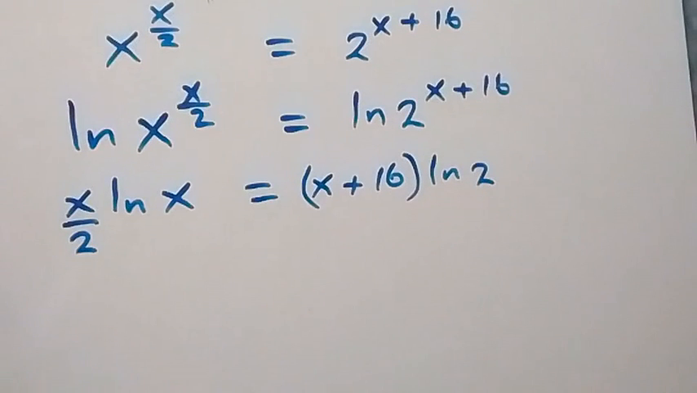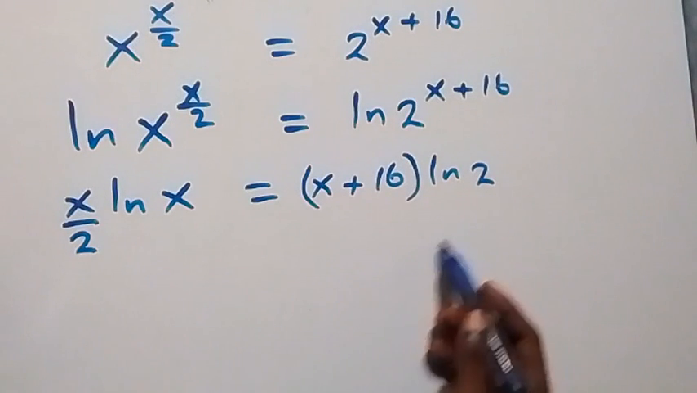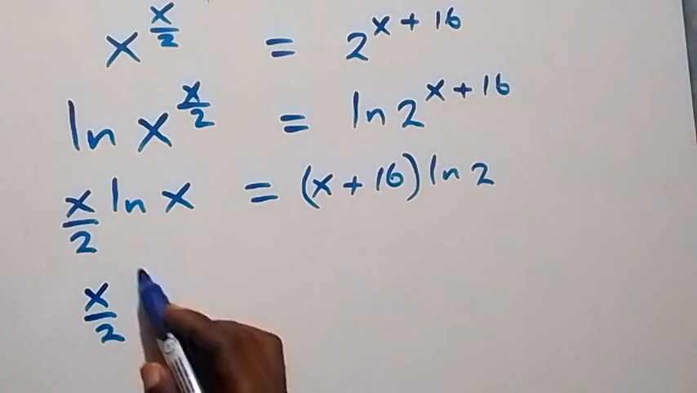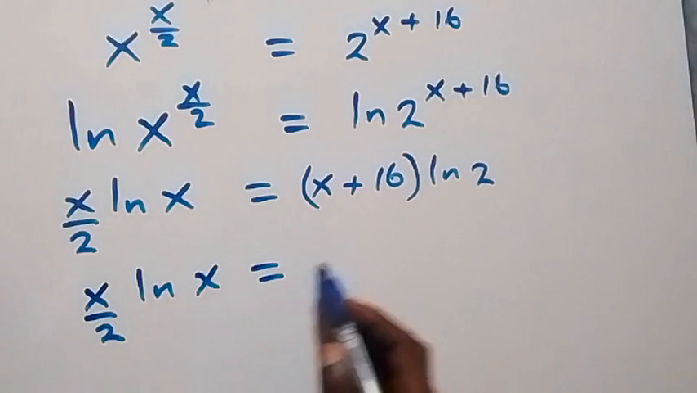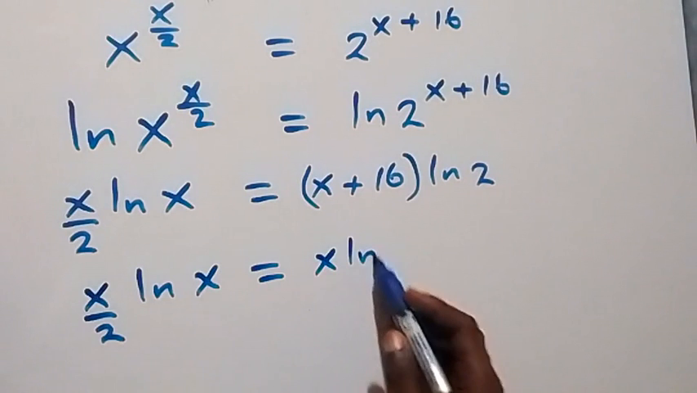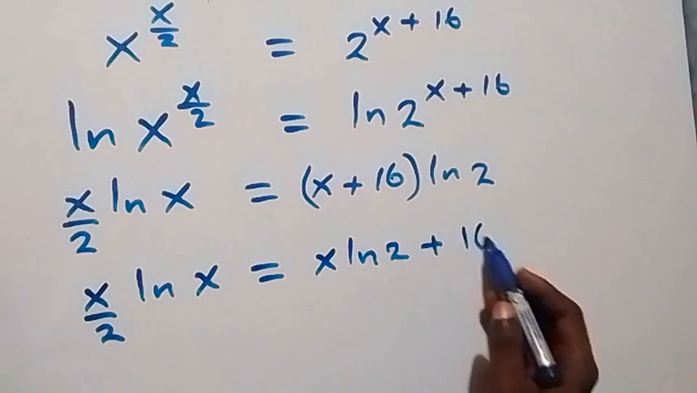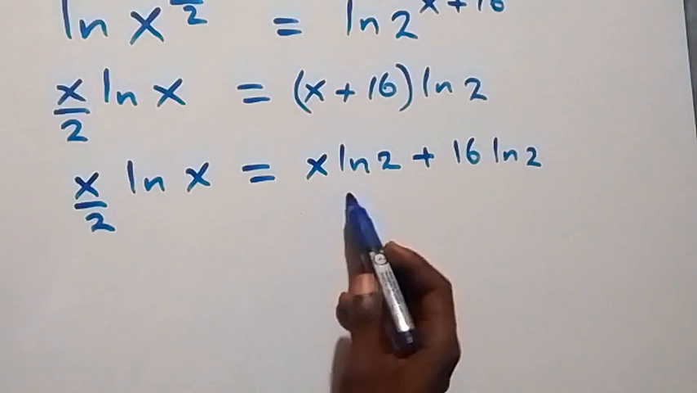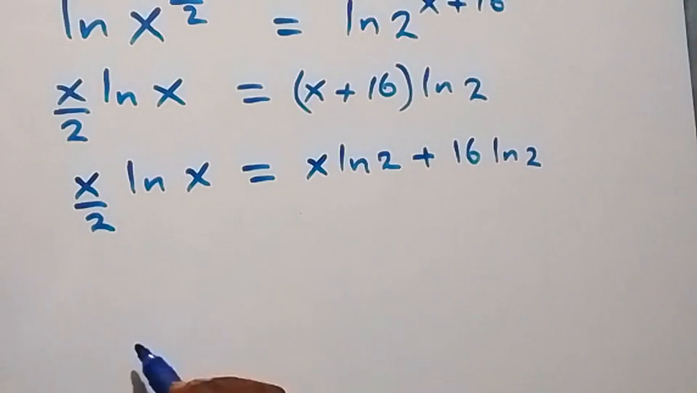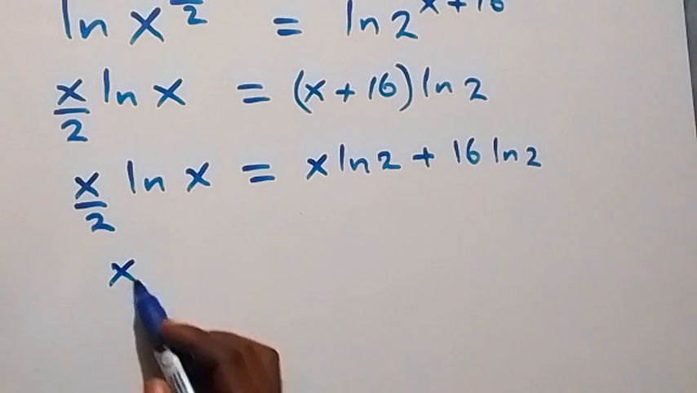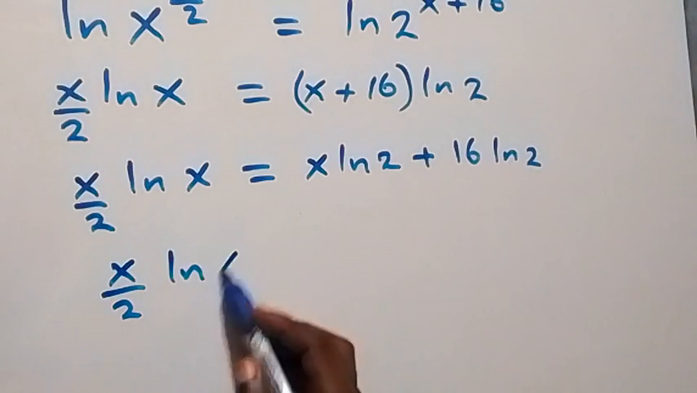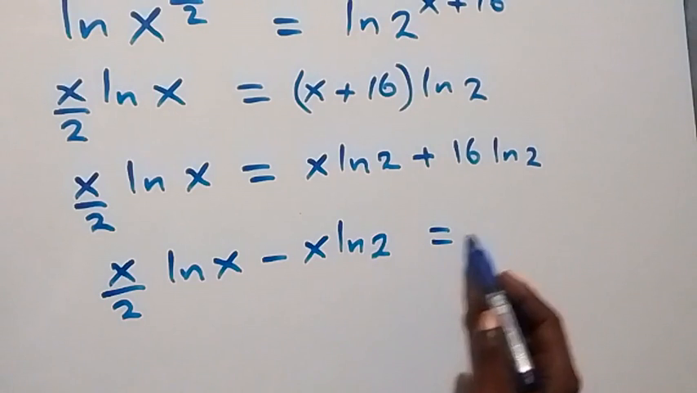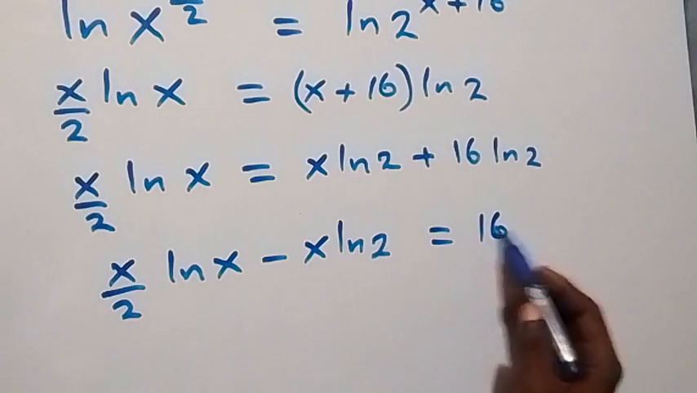And next step from here, ln 2 can multiply these brackets, and here we have x over 2 ln x now equals to x ln 2 plus 16 ln 2. Then from here, let's take x ln 2 to this side, such that here we have x over 2 ln x, then minus x ln 2, now equals to 16 ln 2.